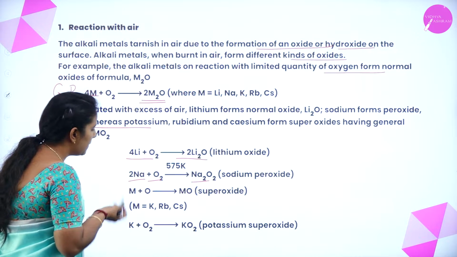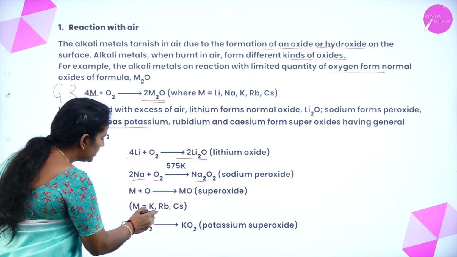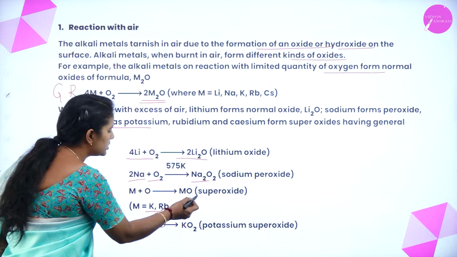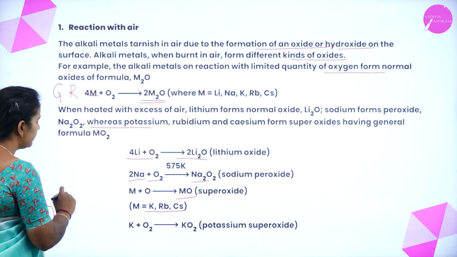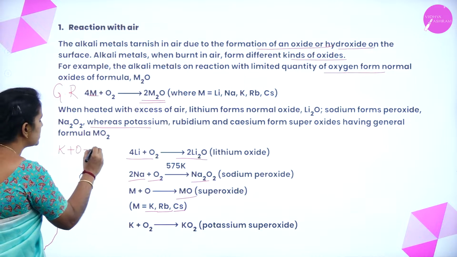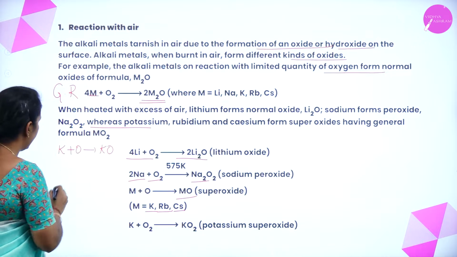Similarly, when the metal is potassium, rubidium or cesium and reacts with oxygen, it forms a superoxide. I can write one more example for that. I will take potassium, which reacts with oxygen to form potassium superoxide.